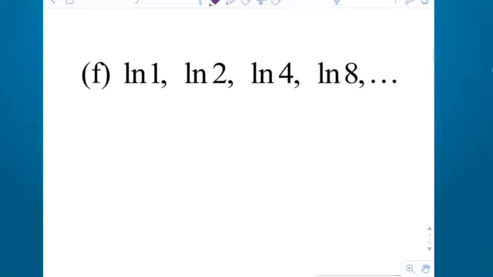This one here: ln of 1, ln of 2, ln of 4, ln of 8. Well, I have a strong inkling it's going to be the natural log of something. So now we just focus on the numbers. 1, 2, 4, 8.